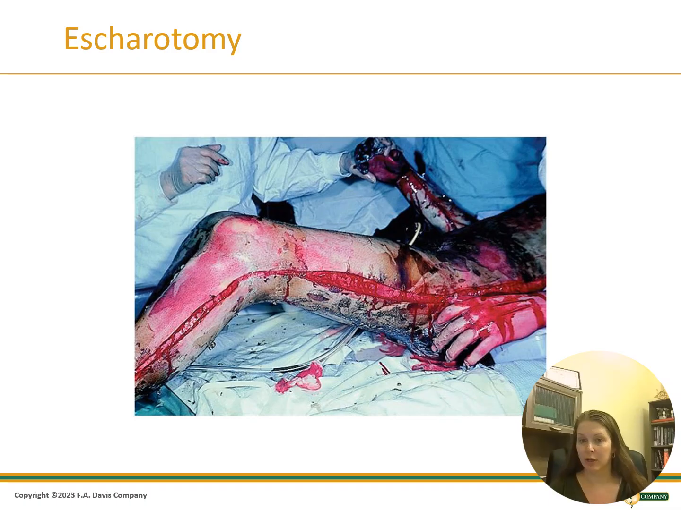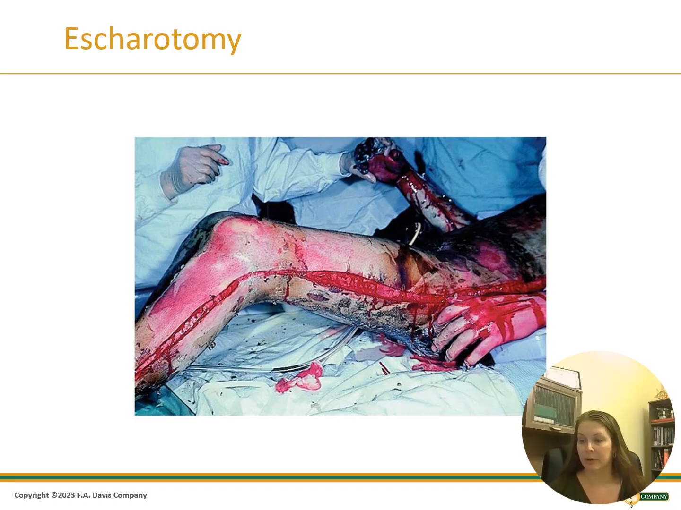Okay, so moving on to this picture right here, the escharotomy. So this is a surgical procedure when you're only making incisions through the burned area, so the eschar, to relieve pressure and restore circulation. So this is similar to a fasciotomy, only you're going through that layer of eschar. Okay, so this is going to be to relieve pressure. It can be done at the bedside.